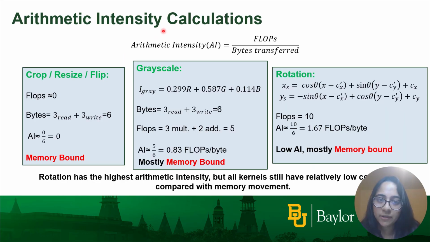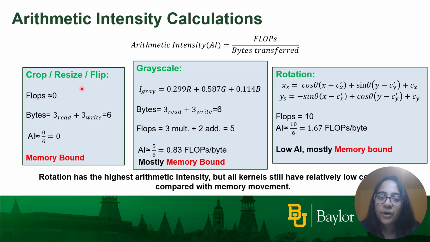Now we see arithmetic intensity. Arithmetic intensity is approximately the number of floating point operations performed divided by the number of bytes transferred from memory. If the arithmetic intensity is high, it means it's compute bound, and if the arithmetic intensity is low, it means it is memory bound.